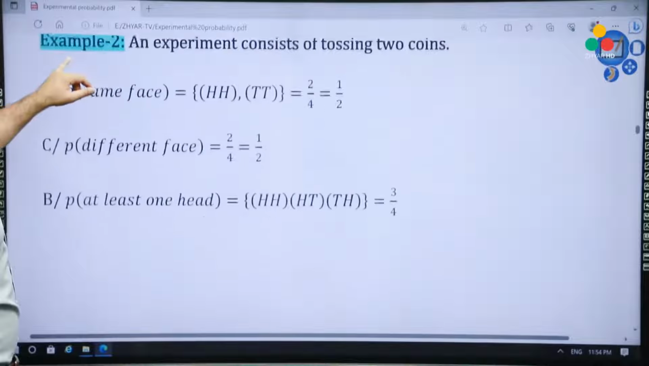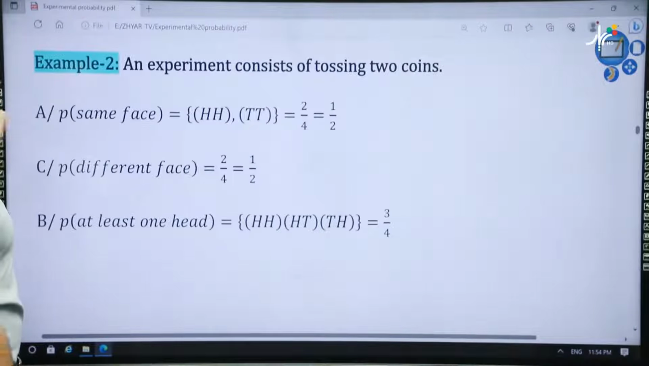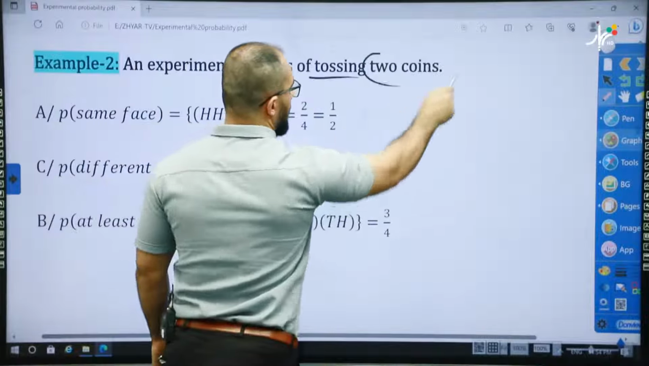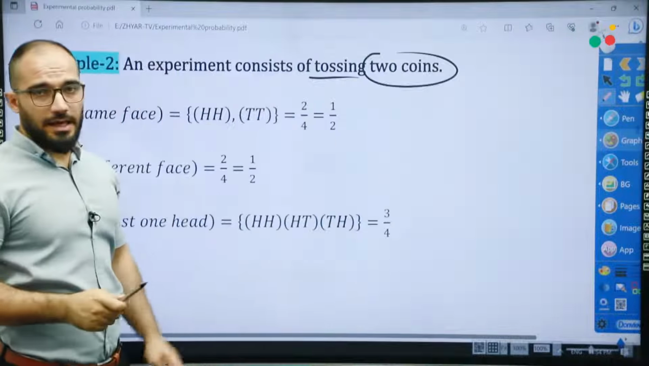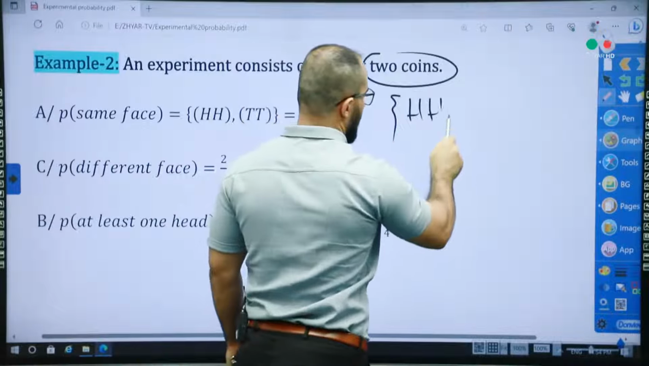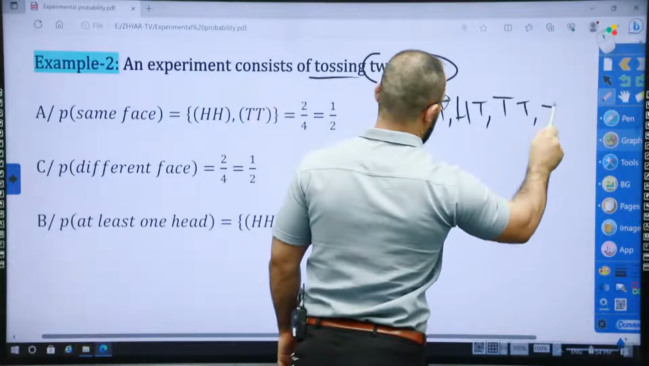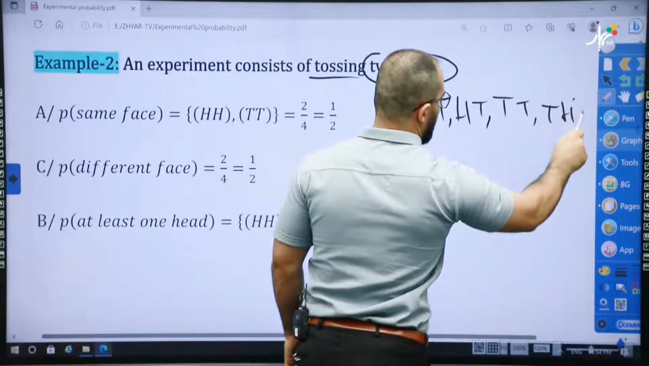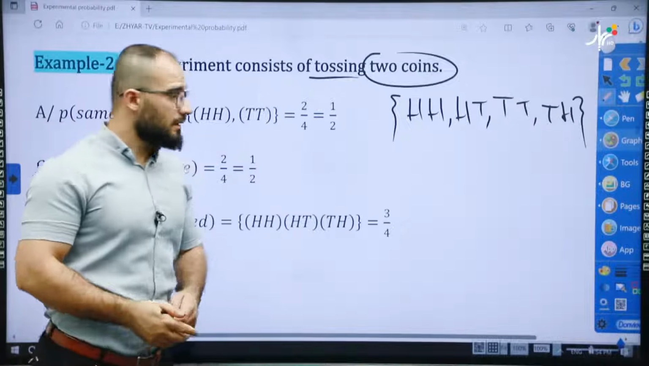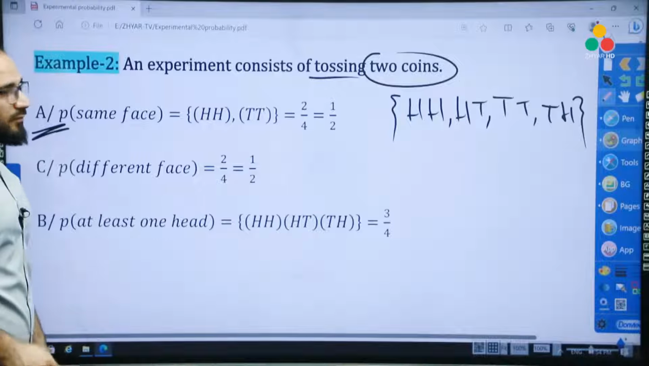Then, example 2. An experiment consists of tossing 2 coins. Tossing 2 coins. So, if you remember, I told you 2 coins has 4 results. The results are HH, HT, TT, and also TH. So, this is all possible outcomes of 2 coins. Then, let's solve the question. It says, find the P of same faces.